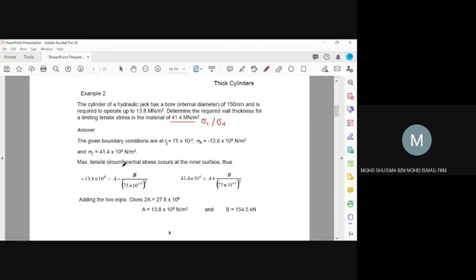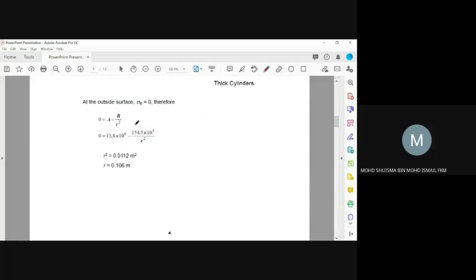So maximum tensile circumferential stress is given by A plus B over R squared, and the radial stress is A minus B over R squared. So we replace all the values and solve it simultaneously. It will give us A is equal to 13.8 megapascal and B is 154.5 kilonewtons. So from the boundary conditions, we can get the constants for Lamé's equation.